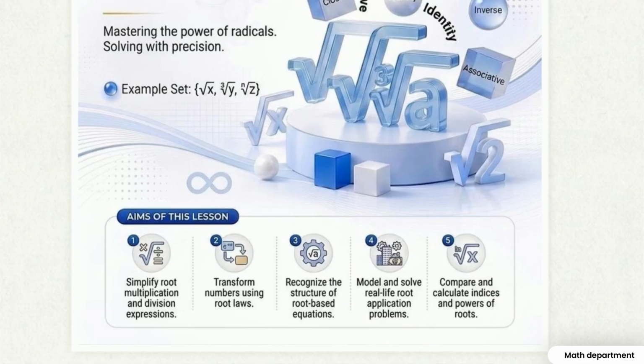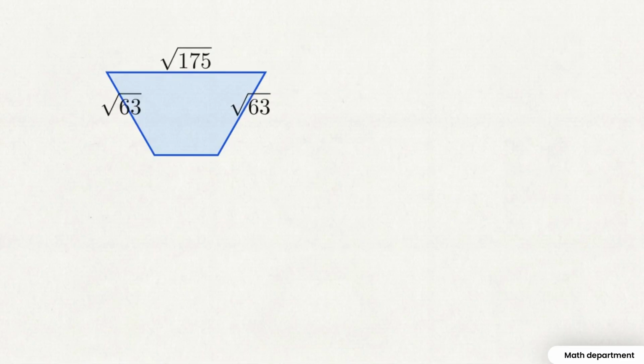Let's put these tools to work on a spatial equation. We have an isosceles trapezium. 3 of its sides measure root 63, root 175, and root 63. We know the total perimeter is root 1183. We need to find the fourth side, AD.